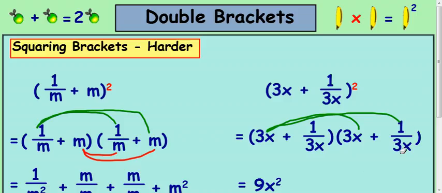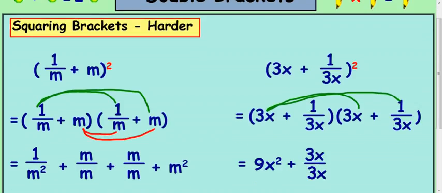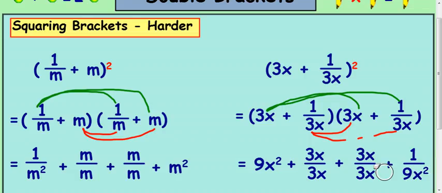3x times 1 over 3x is just, you do 3x over 1 times 1 over 3x, so that's just 3x over 3x. You then move on to this, 1 over 3x times 3x, and 1 over 3x times 1 over 3x. So this bit here is just the same as this bit here, so we're doing 1 over 3x times 3x, which is 3x over 3x. And finally, 1 over 3x times 1 over 3x, the 1 times the 1, which is 1, and 3x times 3x we've already done at the start, came to 9x squared, so that's what it is in the bottom.